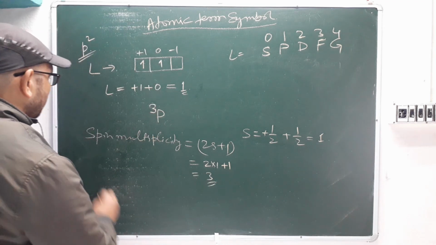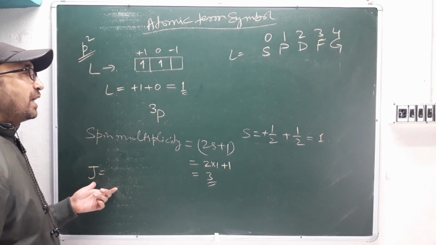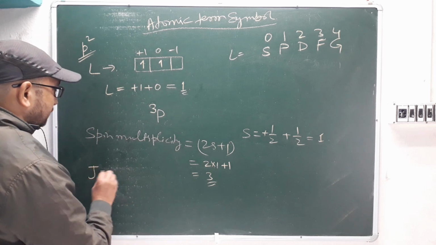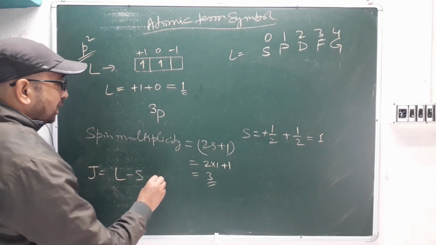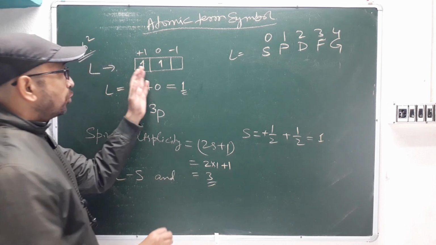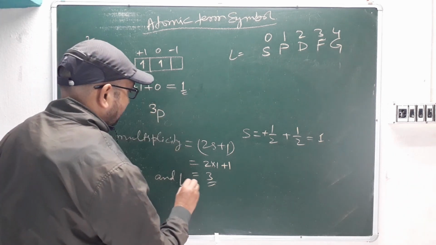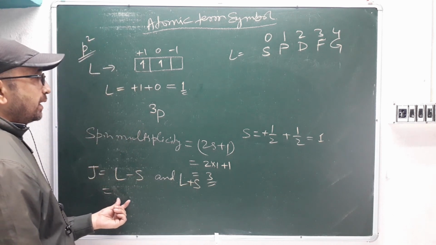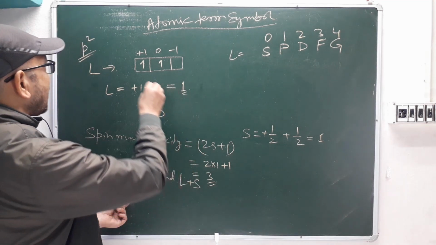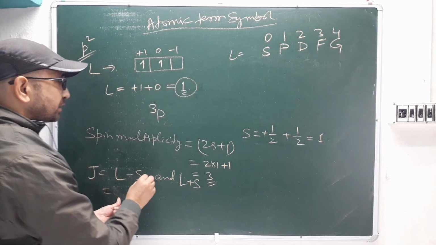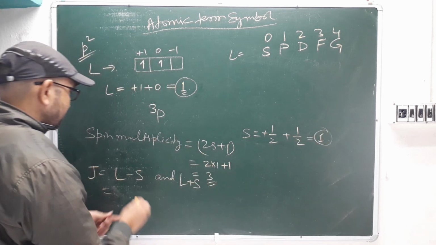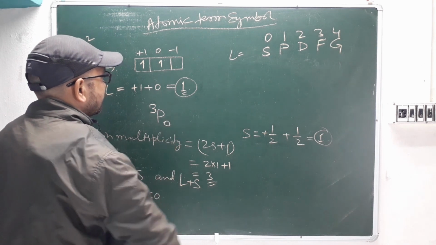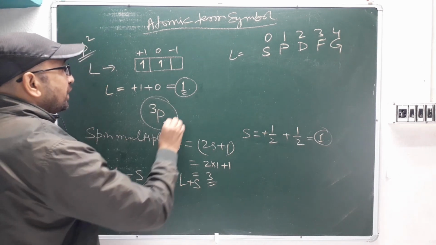Now the J value we have to find out, right? We know that if your orbitals are less than half filled, it will be L minus S, and if it is more than half filled, it will be L plus S, okay. Now it is less than half filled, so L minus S. What is the L value? L value we got is 1, and the S value is 1, right? So 1 minus 1 will be 0, correct? So the term will be 3P0, okay.